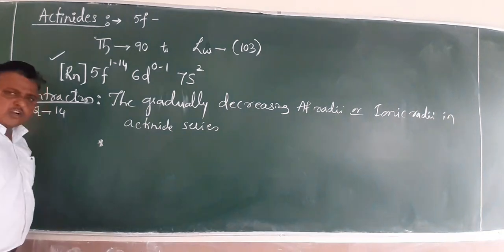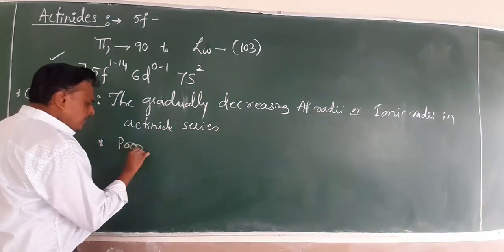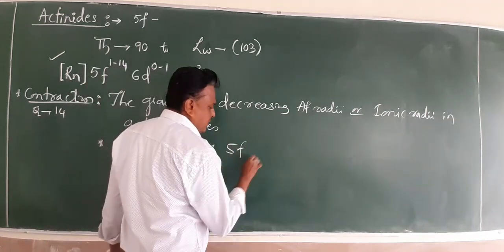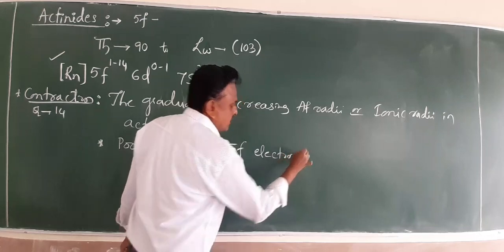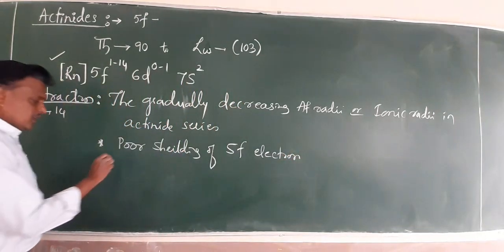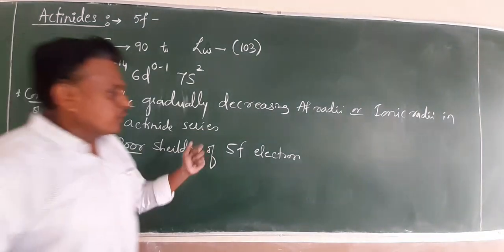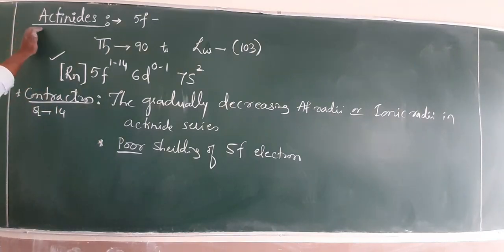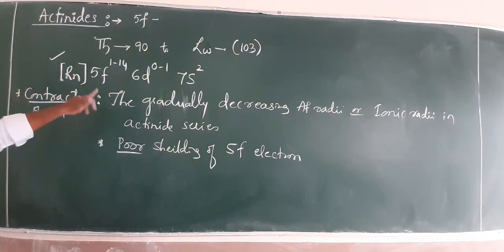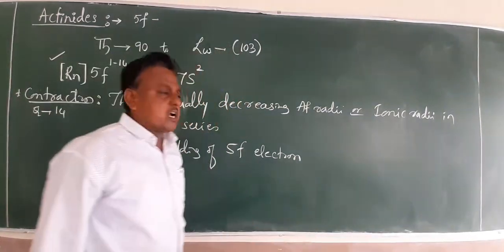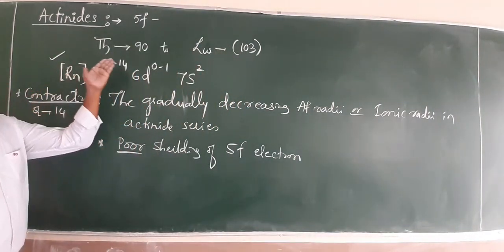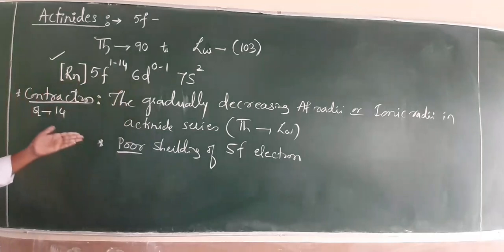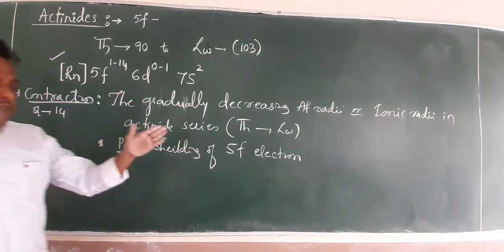Dear friends, this actinoid contraction takes place due to the poor shielding of 5f electrons. In actinoids, keep in mind the poor shielding of 5f electrons is the major reason for the contraction of the actinoid series. I repeat, actinoids undergo contraction, a gradual decrease in atomic or ionic radii in the actinoid series, from thorium to lawrencium, due to the poor shielding of the 5f electrons.